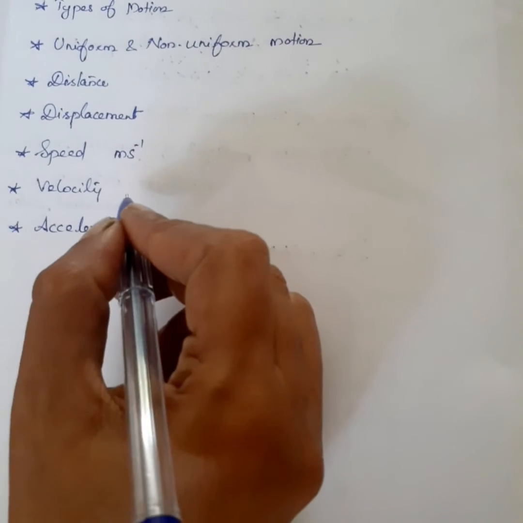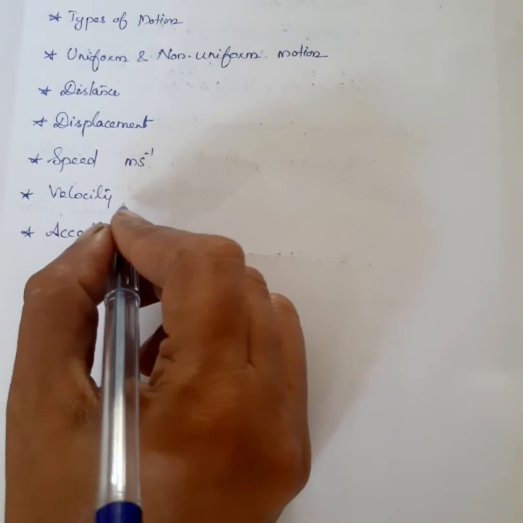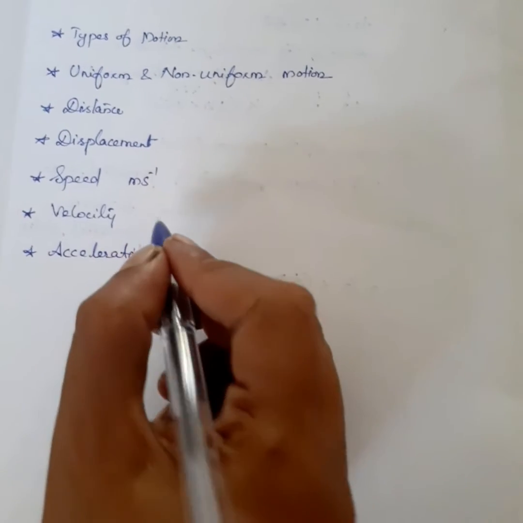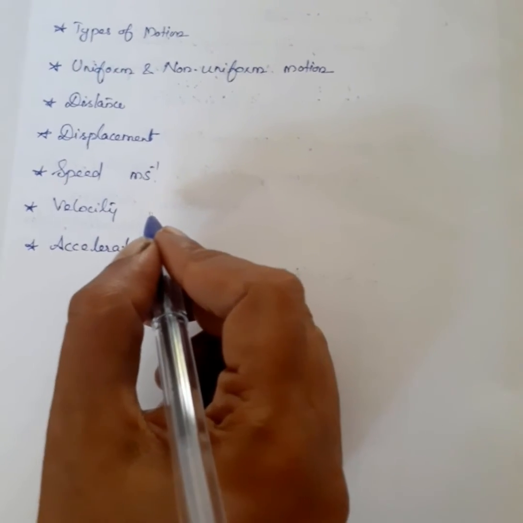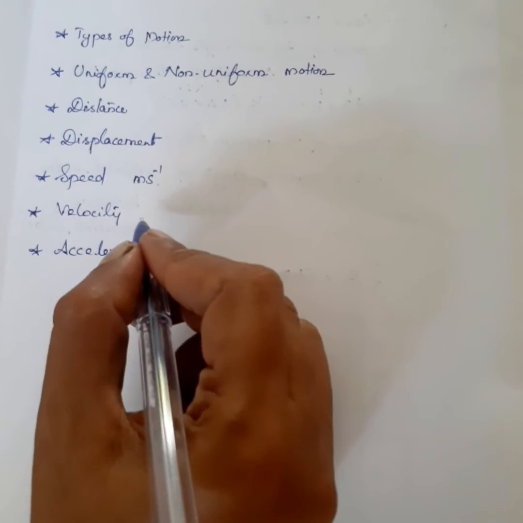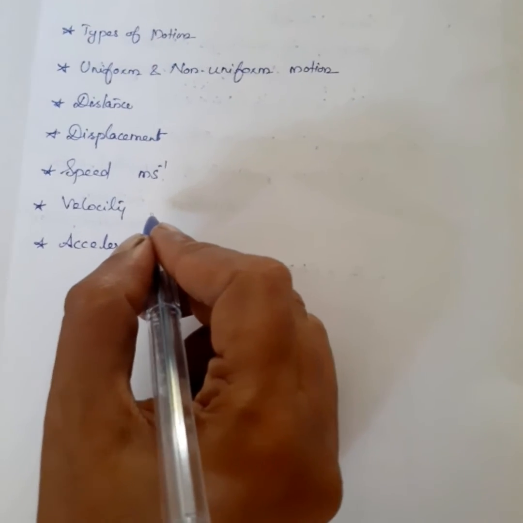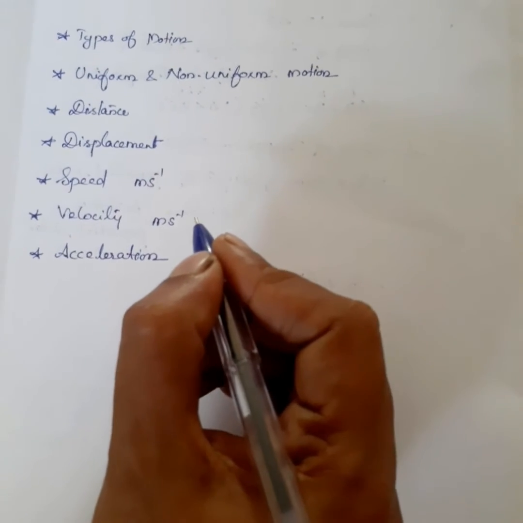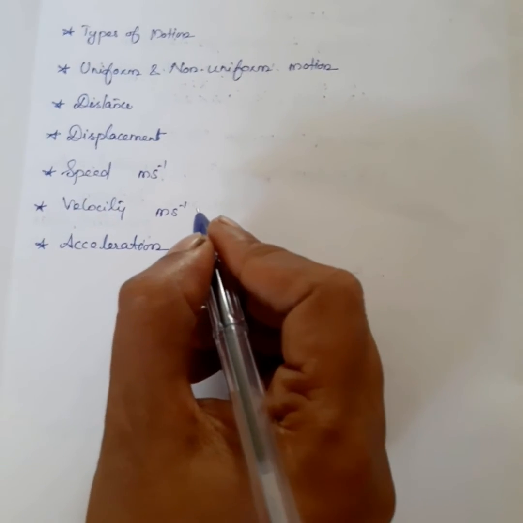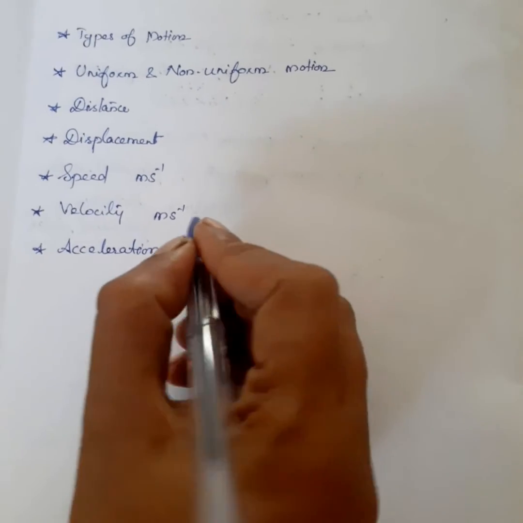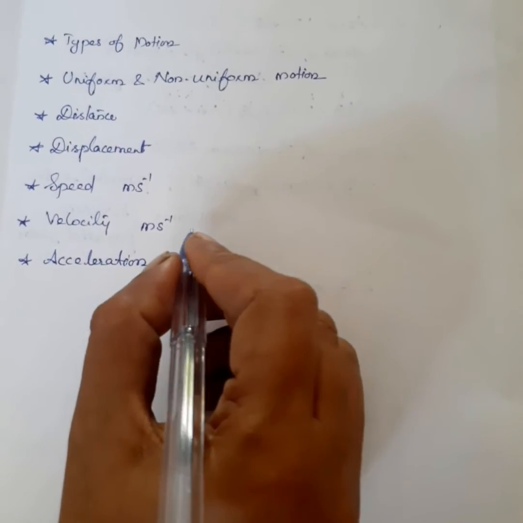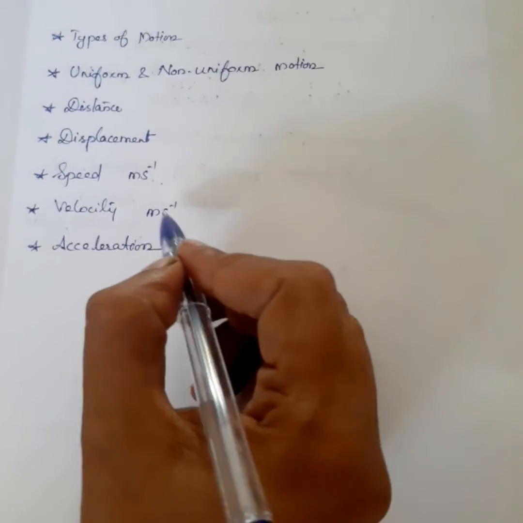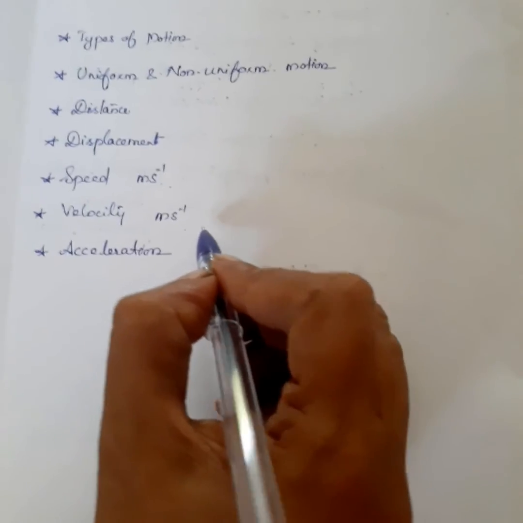Next one is velocity. Velocity is the rate of change of displacement, so it is the displacement in unit time. It is a vector quantity. The SI unit of velocity is meter second power minus 1. So what's the formula? Velocity is equal to displacement by time taken. Speed is equal to distance traveled by time taken, and velocity is equal to displacement by time taken.